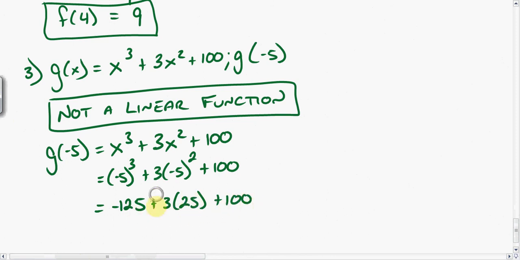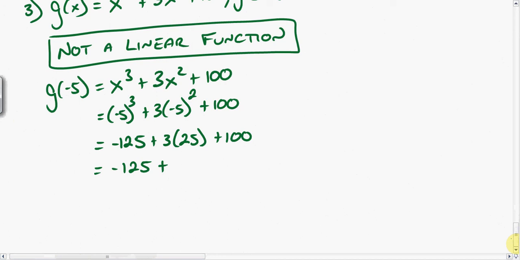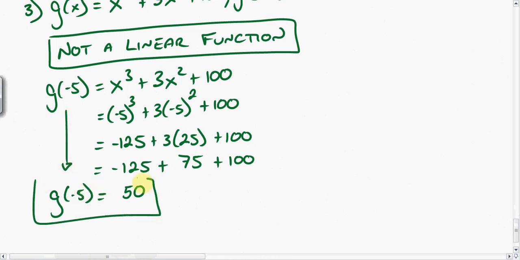Order of operations tells me to do this multiplication first. So I've got negative 125 plus 3 times 25, which is 75, plus 100. Now I add from left to right. Negative 125 plus 75 gives me negative 50, plus 100 gives me positive 50. So I've got g of negative 5, drop that down, equals 50.